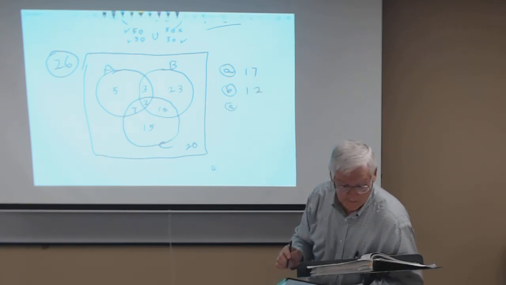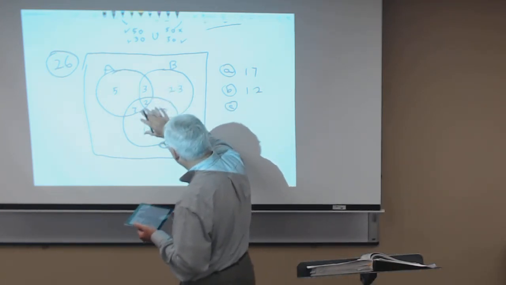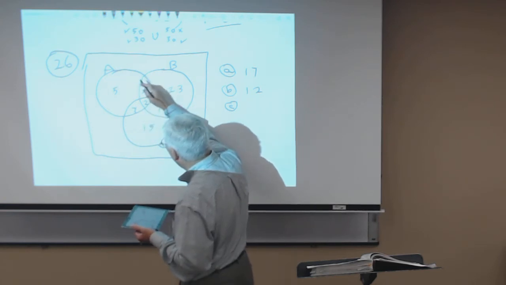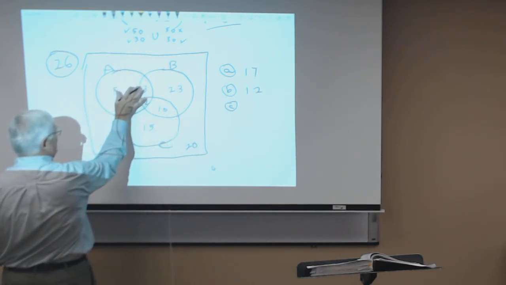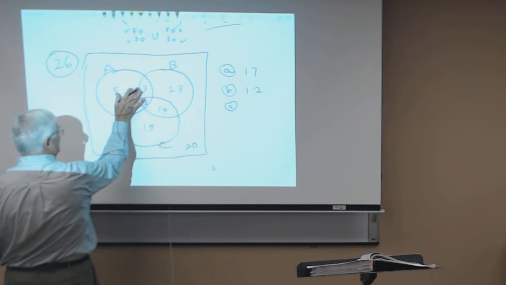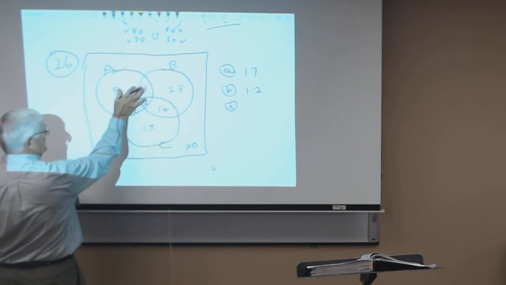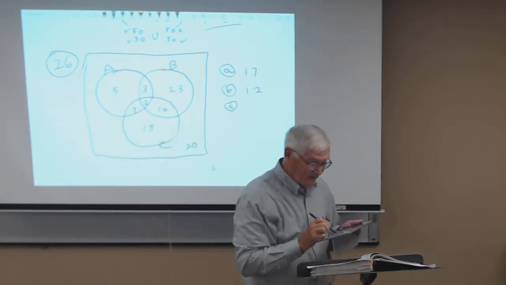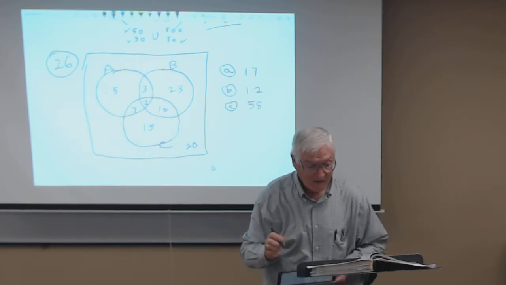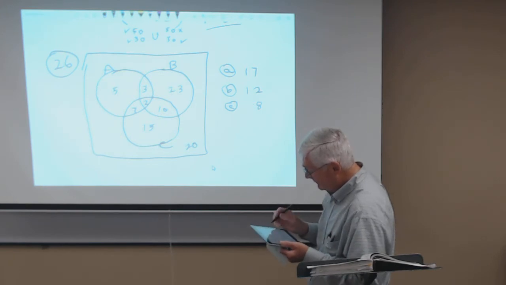C. How many people buy B or C, but not A? So I take this out, and what do I have? B or C, but not A. What's that add up to? 23, 10, and 15. What is that? 58? 48? Well, you got to add right, Tom, or you're going to miss it.